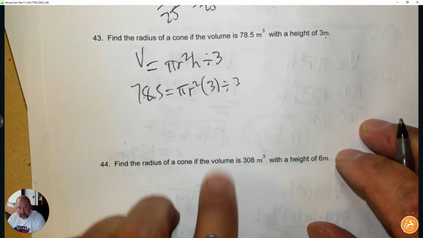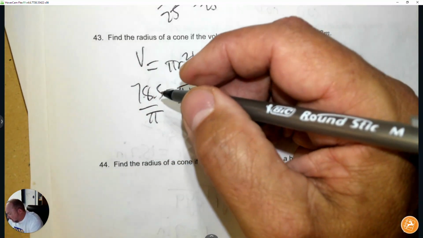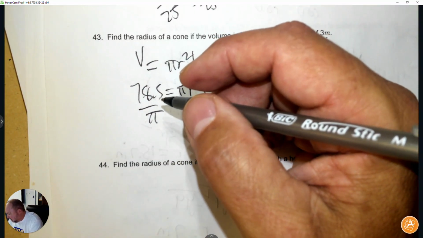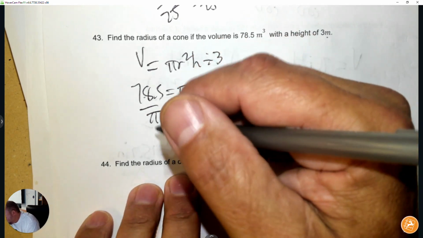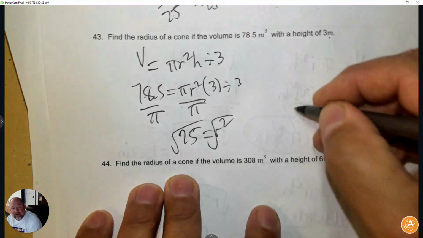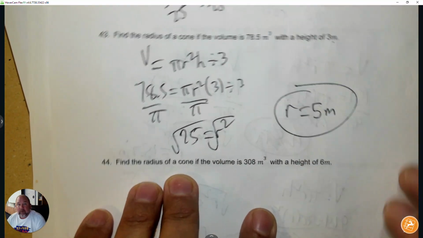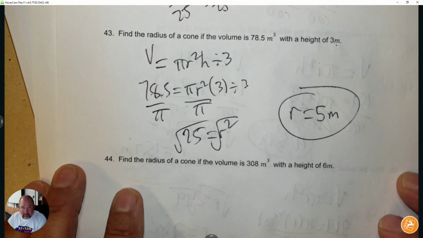Well, 3 divided by 3 is 1. So I just have to divide by pi to begin with. So 78.5 divided by pi. That's about 25. And then square root. And the square root of 25 is 5. And you have your answer. So the radius is about 5 meters.